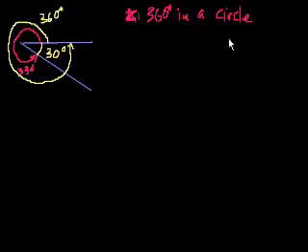But anyway, so the angles in a circle: there are 360 degrees in a circle. And you can imagine half a circle is 180 degrees.